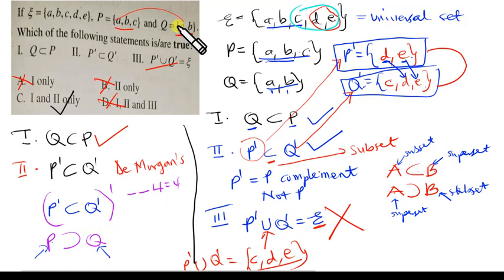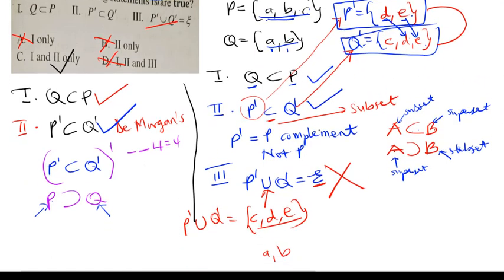Where is Q? The set Q has A, B. And where is P? The set P has A, B, C. So is Q a subset of P? Can I find the elements of Q in P? Of course I can, because there is A here, there is A there, there is B here, there is B there. So that makes II true without even finding P complement. I have applied De Morgan's law. Now the same thing can be applied to the third one.